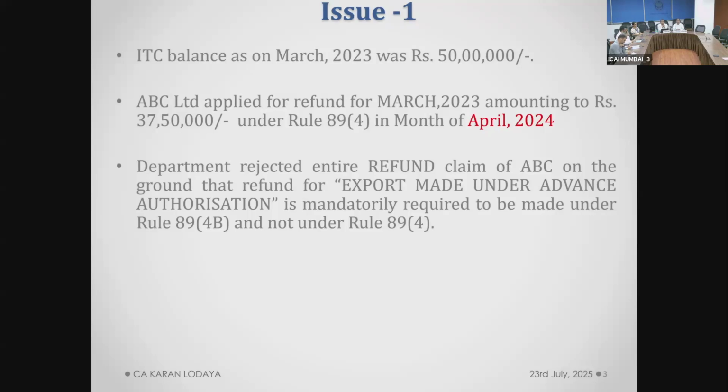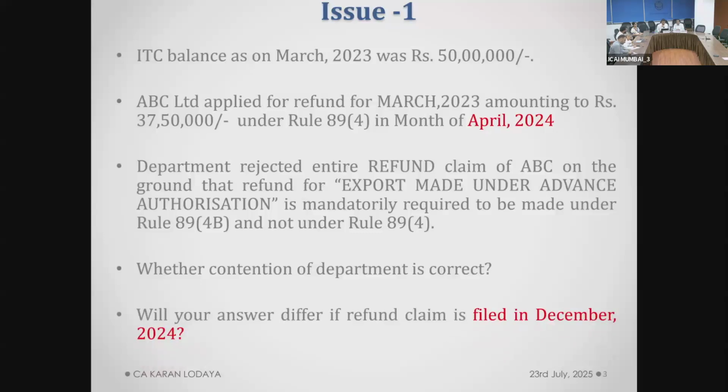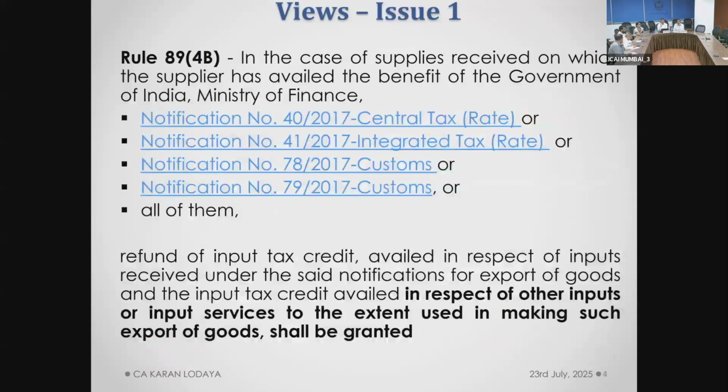Now the department has come up with a show cause notice stating that the entire refund which you have claimed, 37 lakh 50,000, is not eligible, since you have not claimed under Rule 89(4B). You have claimed under Rule 89(4). So everyone knows what is 89(4) and 89(4B). So these are the questions: whether the contention of the department is correct or not. On the second question, we will go thereafter. Once we complete whether the contention of the department, that I have to first file under 89(4B) and thereafter I can claim under 89(4), is correct or not, that is the first issue.